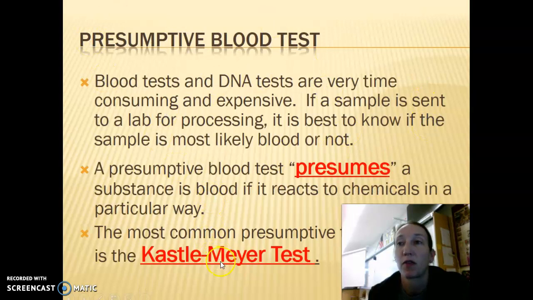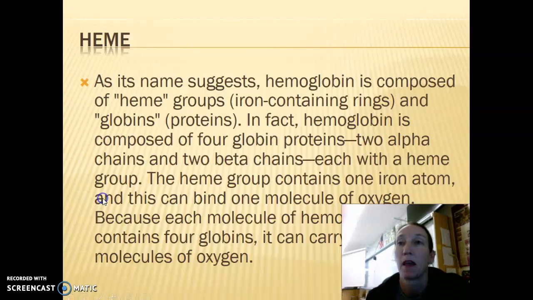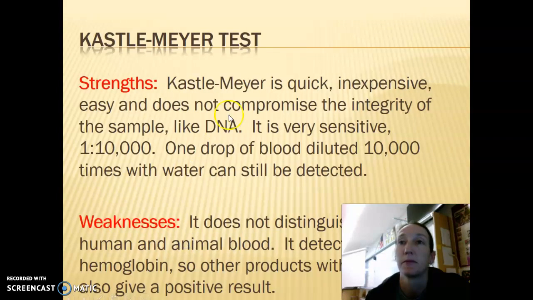One of the first ones we did is actually the most common one, and it's the Kastle-Meyer. The reason it's so common is because it's quick, it's inexpensive, and it is really sensitive, still able to pick up blood. The biggest thing to understand about Kastle-Meyer is the sequence of how it happens. So we're going to skip ahead a little bit.